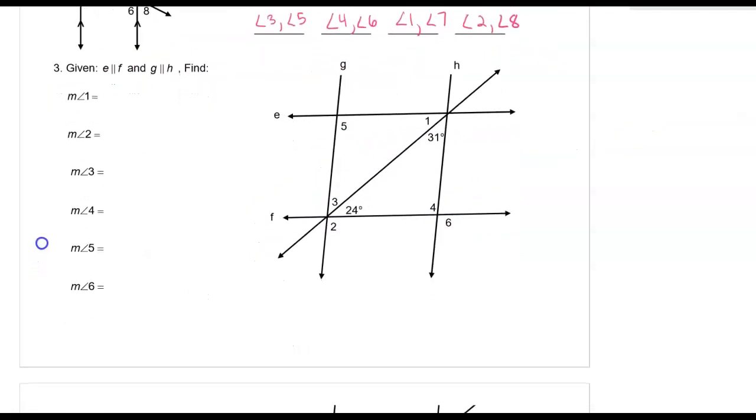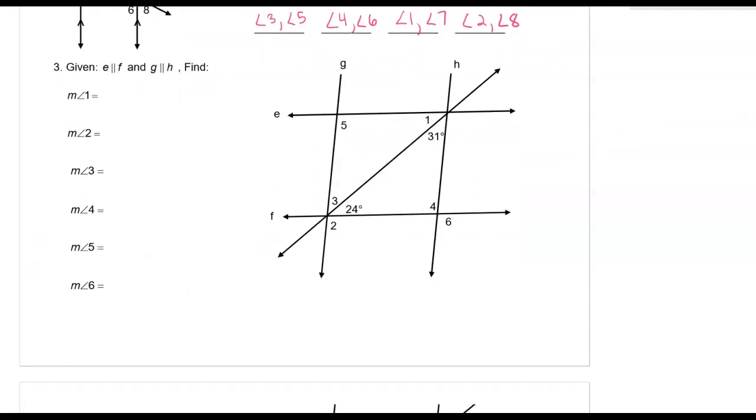The next question asks us to apply things that we've learned so far. We know from the beginning that line E is parallel to line F and that line G is parallel to line H. And we have more than one transversal in the picture, so that can become a little difficult to look at. What I'd like to do first is look for alternate interior angles.